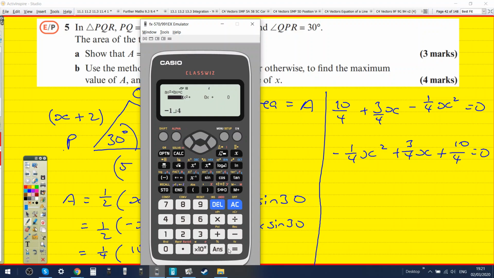Or we can use graphical or whatever. And so that gives us x is 5, x2 is minus 2, doesn't matter. Press equals again. The maximum, x equals 3 over 2, y equals 49 over 16.